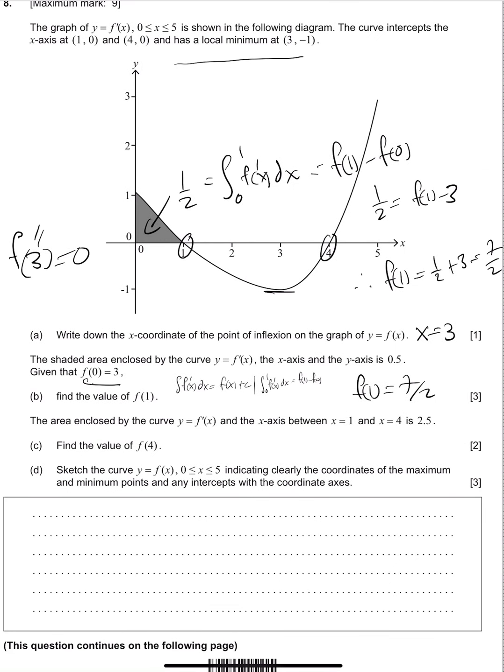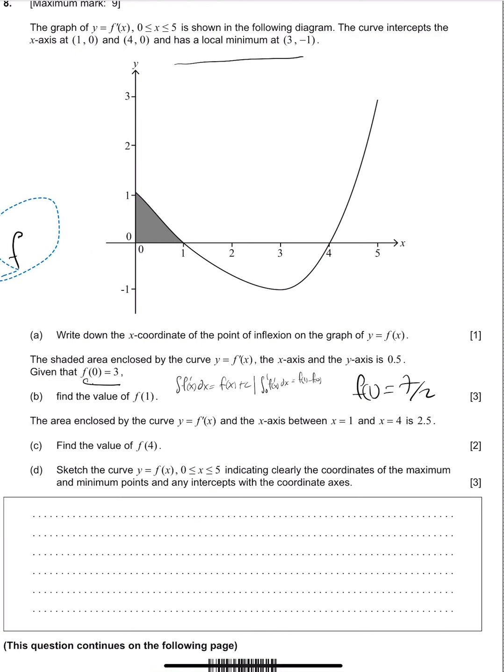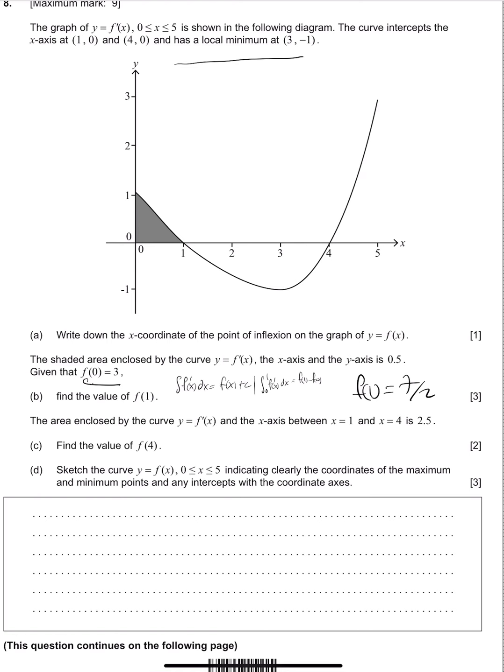So now that we have those, let me just kind of erase what we've got except for our result right there. We're going to find the value of f of 4. Now the area enclosed, and again I'm just kind of going with the information that's given, between 1 and 4 is 2.5. This right here is 2.5, it's 5 over 2.